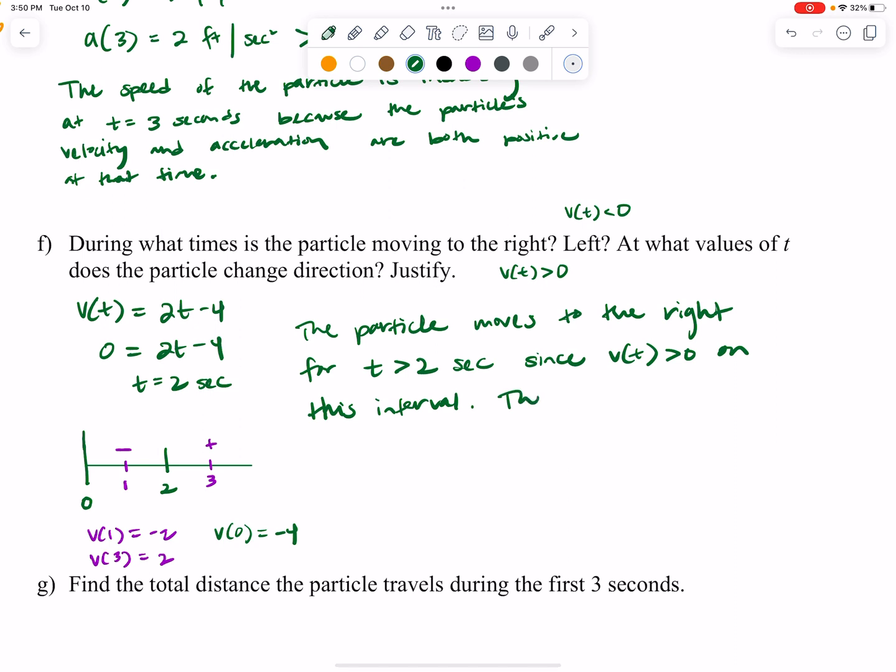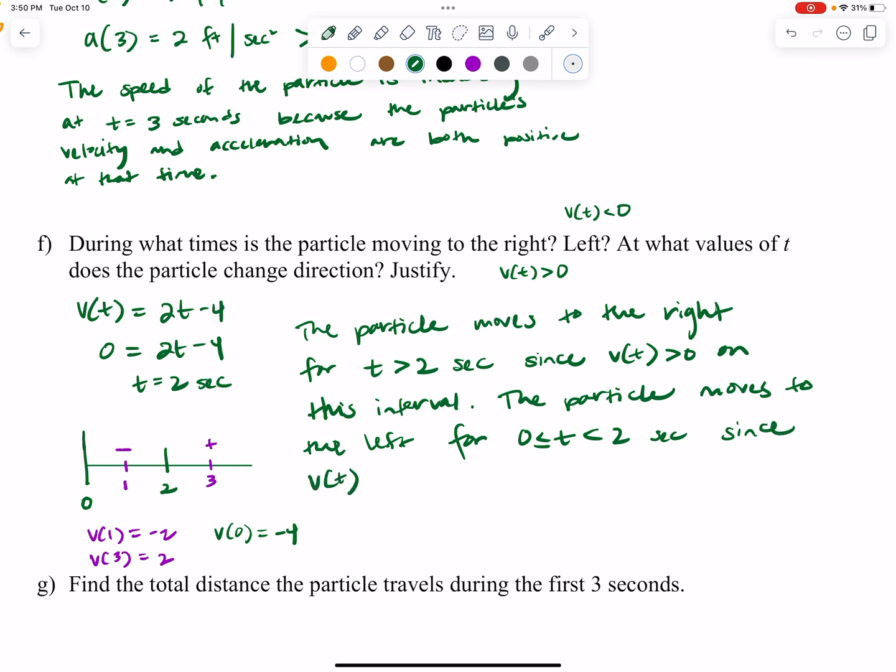And then we can say the particle moves to the left for t greater than or equal to 0 and less than 2, since v of t is less than 0 on this interval.